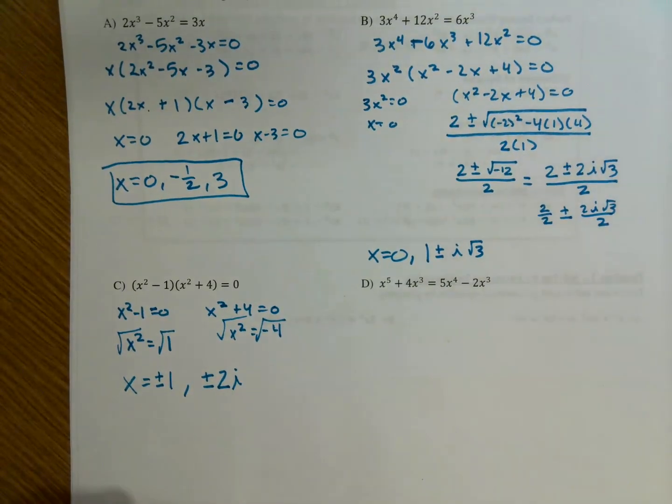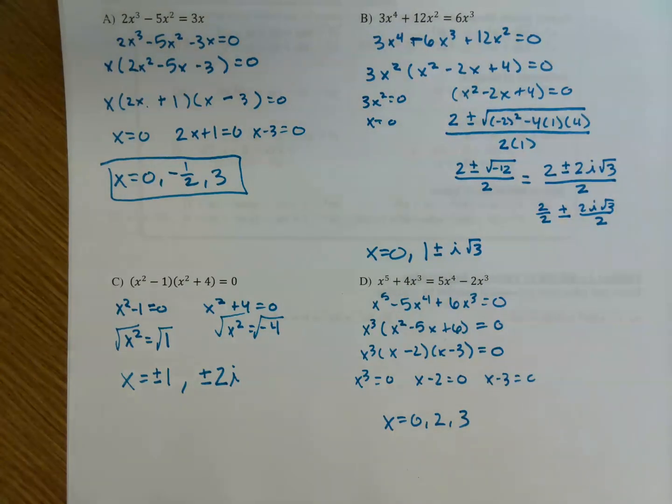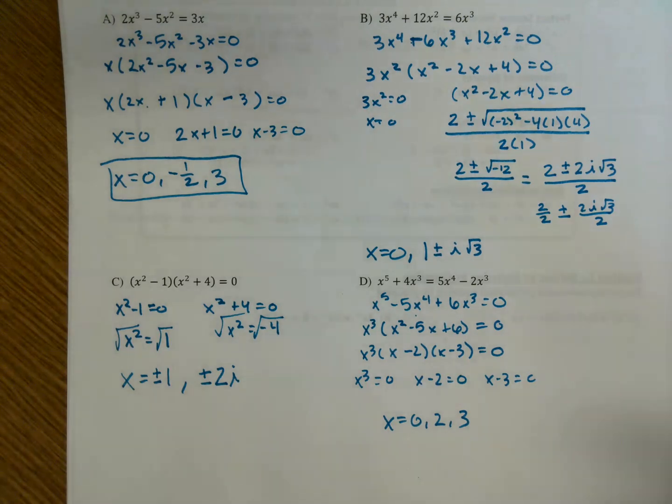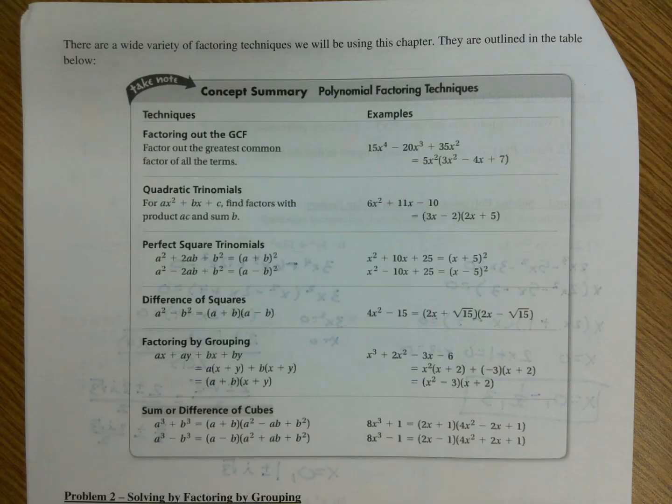I want you to try to do this last one by yourself. So I can move everything over. I can factor out an x cubed from all of these. I can factor this, multiply to get positive 6, negative 2 times negative 3, add to get negative 5. So my zeros are at 0, 2, and 3.